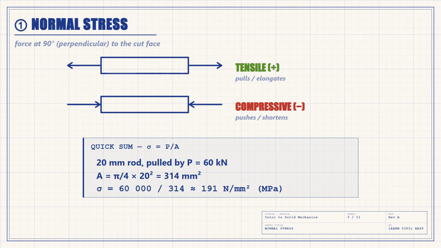Quick number so it sticks. A 20 millimeter diameter rod pulled by 60 kilonewtons. Area is pi by 4 d squared, about 314 square millimeters. 60,000 newtons over 314, roughly 191 megapascals. That's a textbook 1 mark calculation, clean and fast.